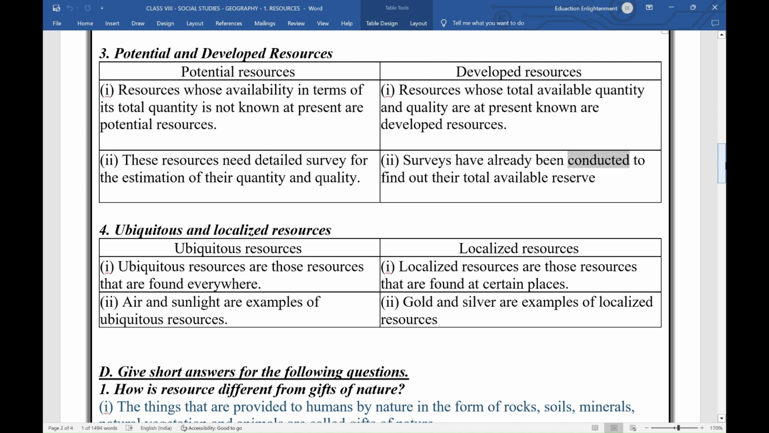2. Surveys have already been conducted to find out their total available reserve. 4. Ubiquitous and localized resources. Ubiquitous resources: 1. Ubiquitous resources are those resources that are found everywhere. Localized resources: 1. Localized resources are those resources that are found at certain places. 2. Air and sunlight are examples of ubiquitous resources. 2. Gold and silver are examples of localized resources.